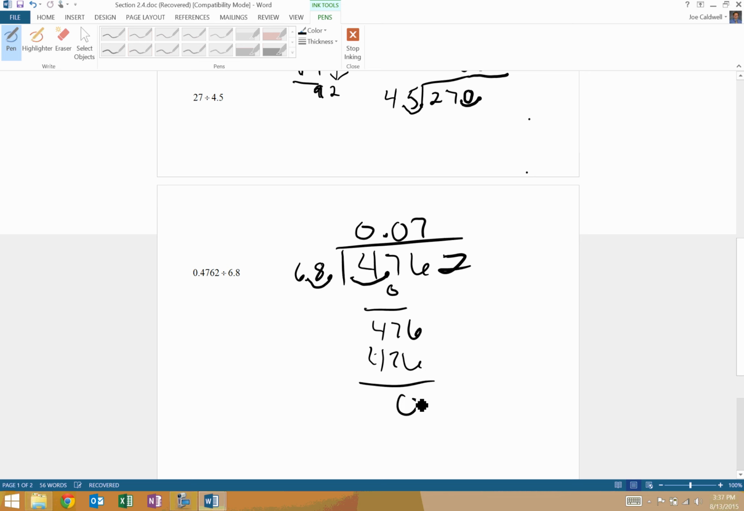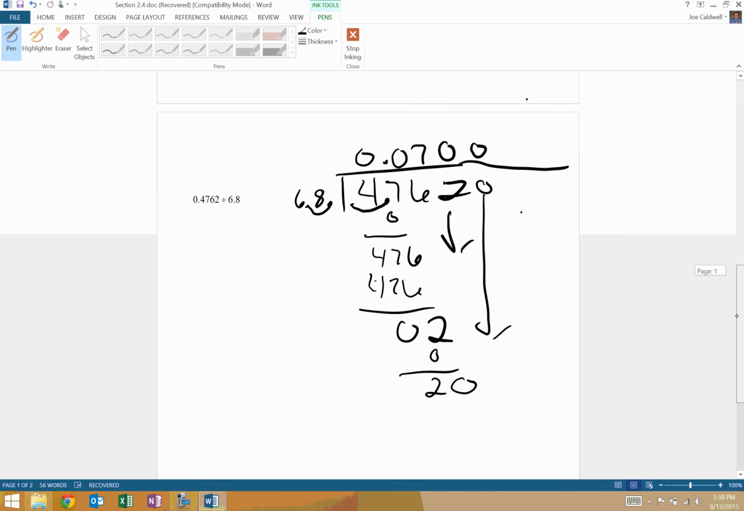It's going to be 0. You're going to drop down the 2. Okay. 68 into 2. 0 times. 68 times 0 is 0. Okay. Well, what do we do? We're out of numbers. Well, we add a 0 and we drop it down. Well, 68 doesn't go into 20 either, so 0 again.